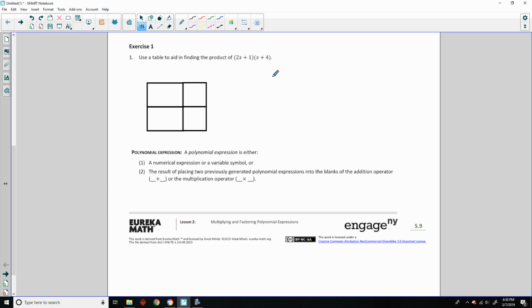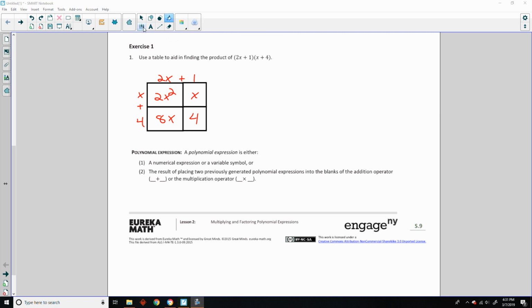Okay, so 2x plus 1, so I'm going to write 2x here, plus 1 over here, and then x plus 4 down the side. X times 2x is 2x squared. X times a positive 1 is a positive x. 4 times 2x is 8x. And 4 times 1 is 4.